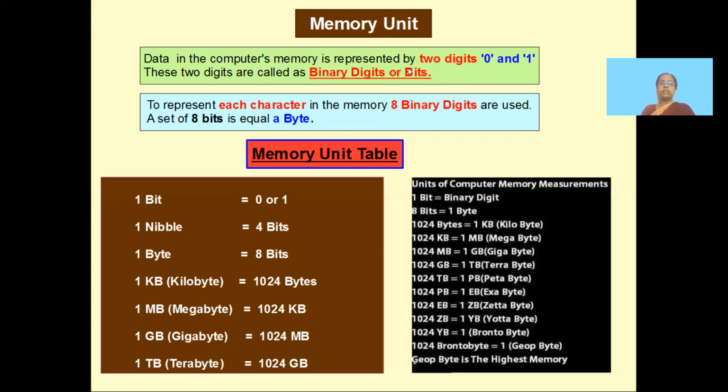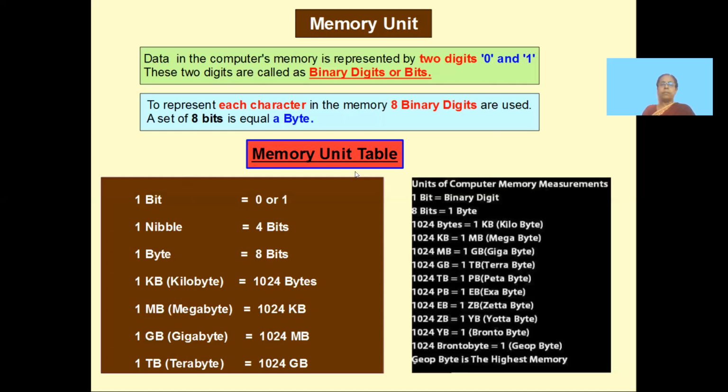So what do these digits represent? Every character in the memory has 8 binary digits. If you take the alphabet A, it has 8 binary digits. These 8 bits are equivalent to a byte. Instead of saying 8 bits, they call it a byte. So one character is 1 byte.